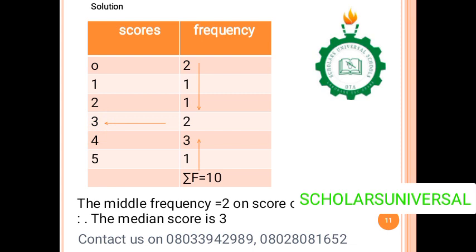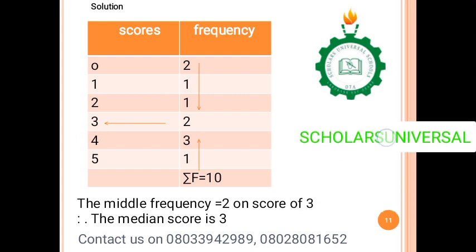Are you with me? Just divide your frequency by 2. That is 10. That means if you arrange all these numbers, 2 will be at the center. We need to add 2 numbers together because 10 is even, not odd. You add the 2 numbers at the center together and divide by 2. Here you are not adding anything, it's already at the center. It's only 2 at the center here. So you trace 2 to your median score. So the median score is 3, and the middle frequency is 2.